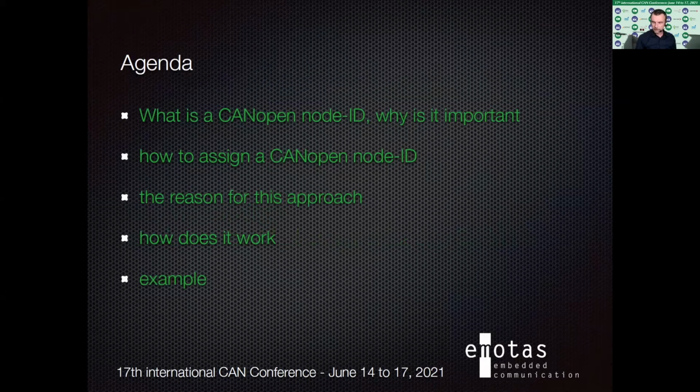So my agenda for the next 40 minutes, or about 40 minutes, is: what is actually a CANopen node ID? If you're already working with CANopen, then you know that, but maybe some from the automotive area don't even know what a node ID is. And how is a node ID actually assigned? Then I will talk a little bit about the reason for this approach and how it works, and show you a little example of a proof of concept.